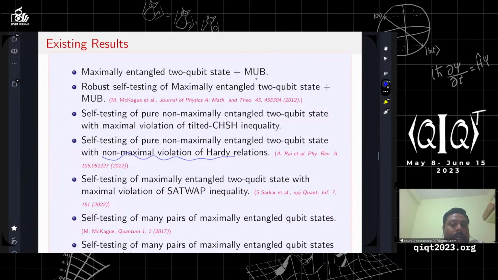And also a different kind of inequality has been introduced to self-test QIQT states and all that. Also, self-testing of many pairs of maximally entangled states has been shown, but not the measurement. So in this work, we have actually generalized this result, that many copies of entangled qubit state give self-testing.